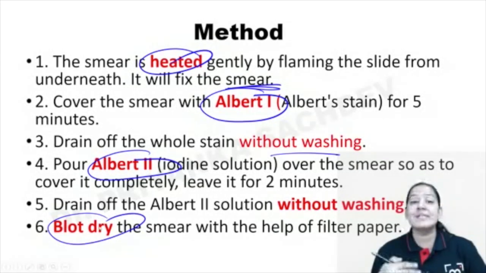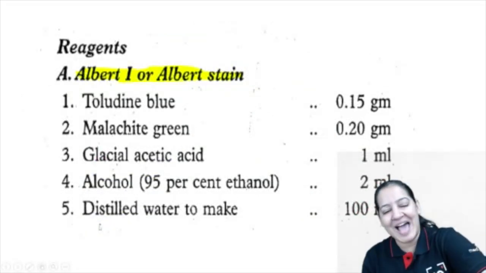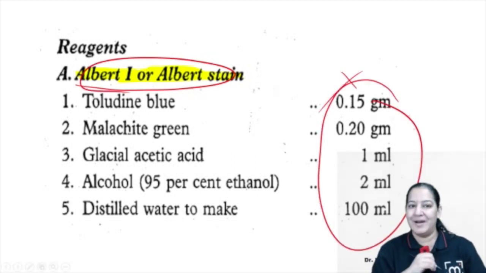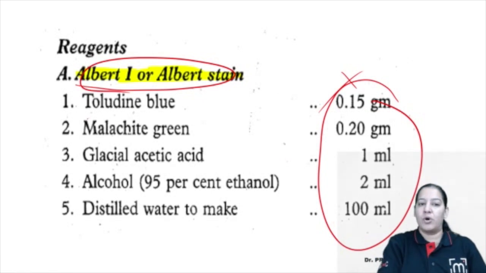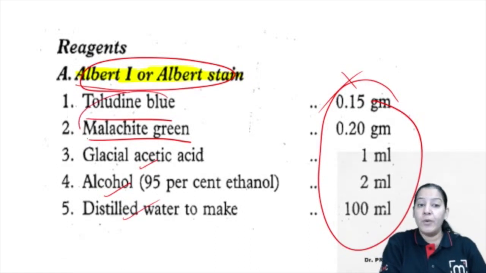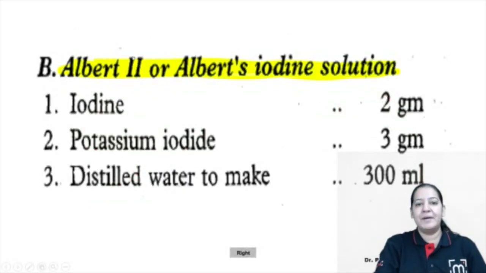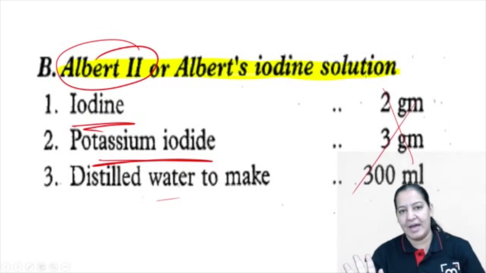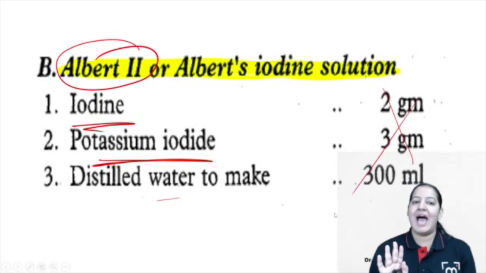Now you will ask me, ma'am, what is Albert 1? What is Albert 2? Can you tell the composition? So here is the composition. So this is Albert 1 stain. Don't learn the entire composition. Don't learn how many gram, milligram. No need to learn that. Just learn in Albert 1 there is toluidine blue and malachite green. So these are the main composition of the Albert 1 stain, apart from which glacial acetic acid, alcohol and water are there. In Albert 2 stain, there is mainly iodine and potassium iodide apart from water. So don't learn the milligram, ml and exact quantification. So that is about the Albert 1 and Albert 2.